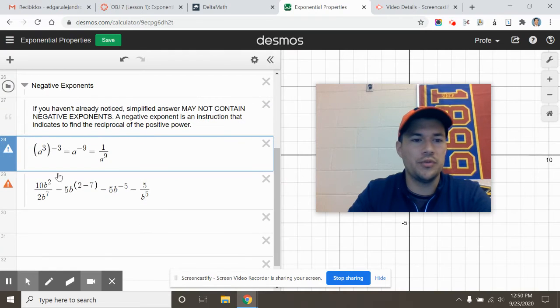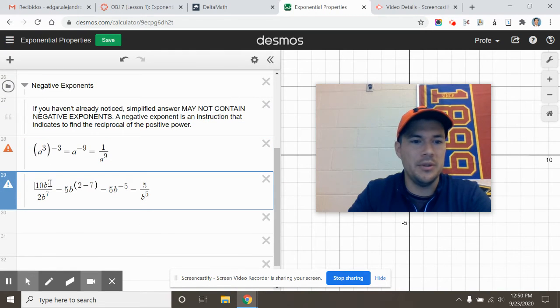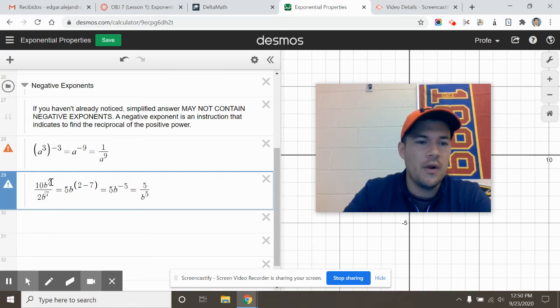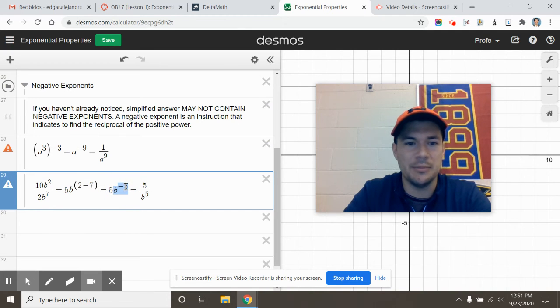What if we already have a fraction? Okay, so 10b squared over 2b to the 7th. Well, 10 divided by 2 is just 5, so don't get caught up with your numbers. Just divide them and multiply them the same way that you usually do. But b squared over b to the 7th, all right? So normally that would be, okay, so I need to take 7 away from 2, so that's b to the 2 minus 7th, which is b to the negative 5th. Well, again, b to the negative 5th is not simplified, so it needs to move to the other end of the fraction. In other words, to the reciprocal end of the fraction, the denominator. So this is 5 over b to the 5th.